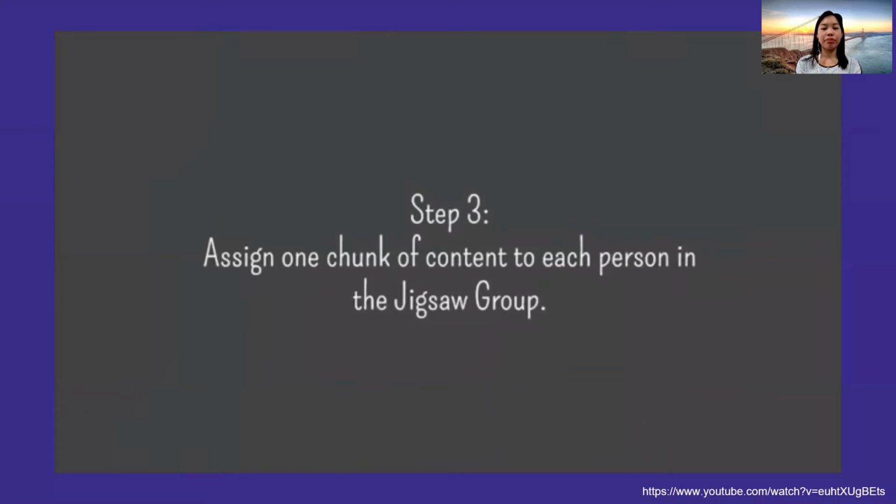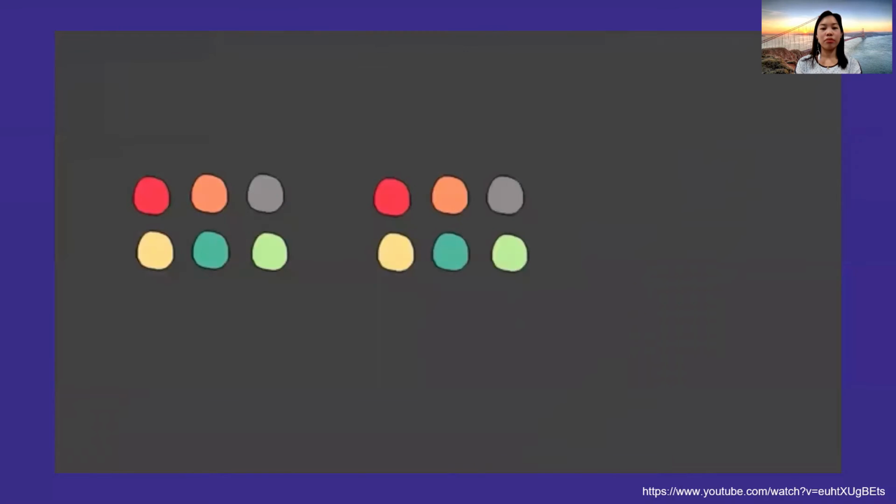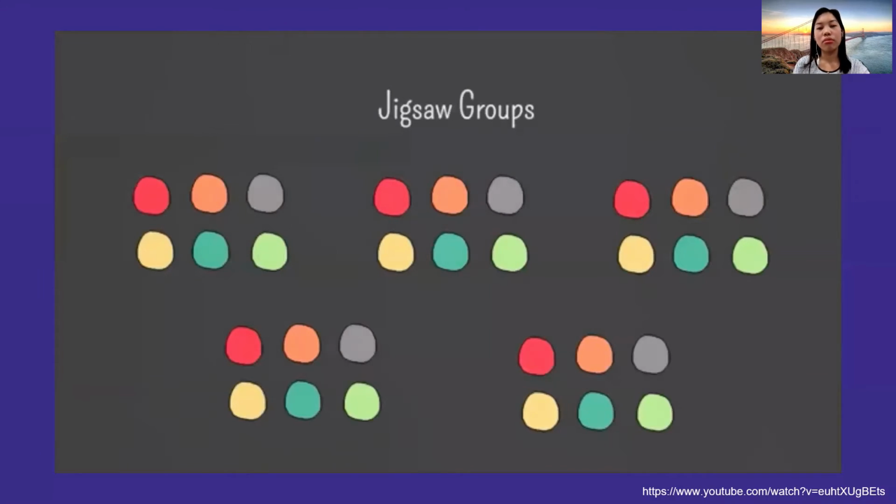Step 3, assign one chunk of content to each person in the Jigsaw group. Each group has one person responsible for one chunk of the content. That person will be expected to teach that chunk to the rest of the group. At this point, students don't really interact with other members of their group. They just read and study their own chunk of content independently. Then their independent study is fortified by the next step.